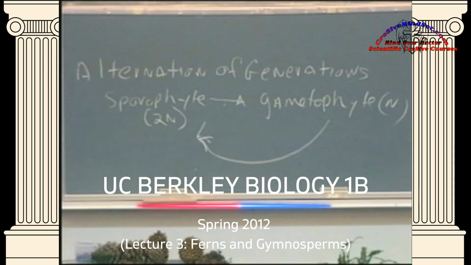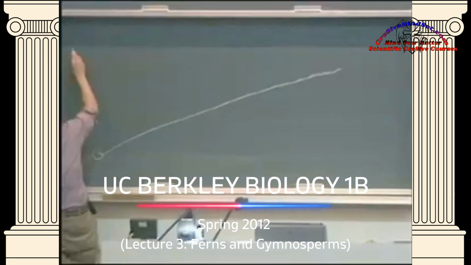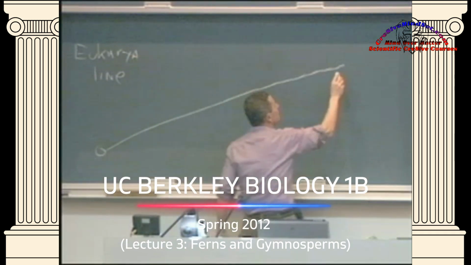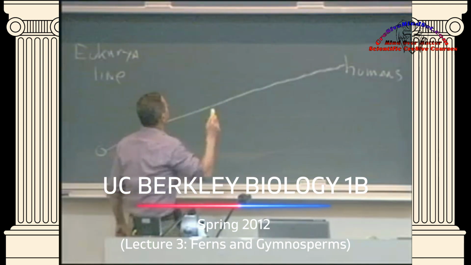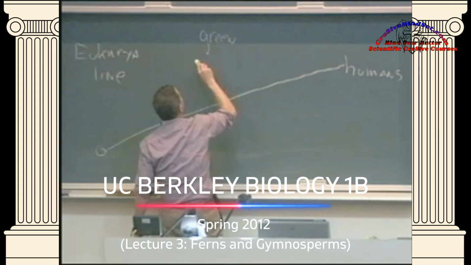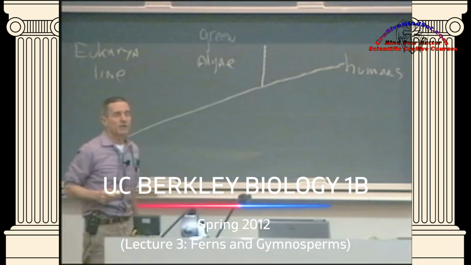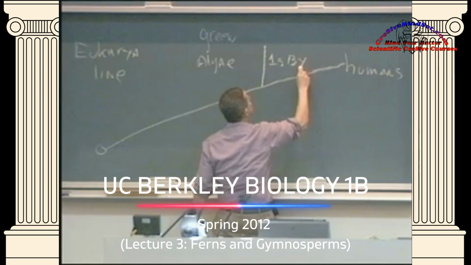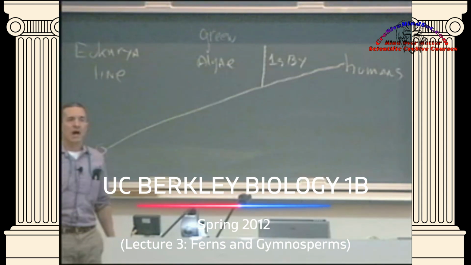Now, to give you some idea of the scale of time when this scheme was invented, I'm going to go back to our eukarya line that we had the very first day of lecture. Put on here humans at the end of the line. And now I'm going to insert the algae, and in particular we're going to spend most of our time talking about the green algae. And what we can say is that the alternation of generation scheme was developed during the first billion years of algal evolution. And it was probably invented a number of different times, not just once.